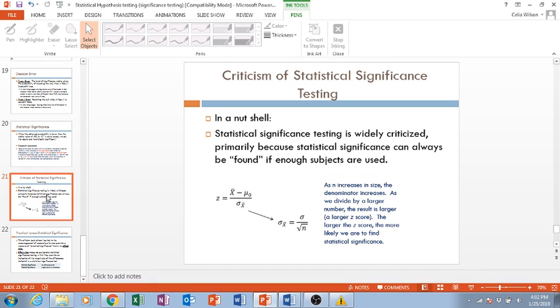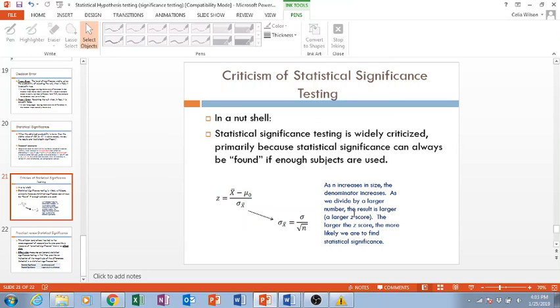Okay. Now, there is some criticism of statistical significance testing, and the article that you read by Henson really gets into this, but I want to show you mathematically why it's criticized. Okay, so think about this. As your sample size n increases in size, the denominator increases, right? As we divide by a larger number, the result is smaller. Okay, so think about that.